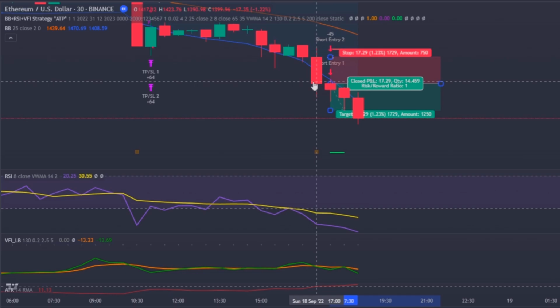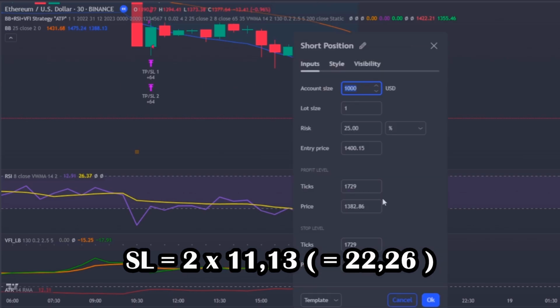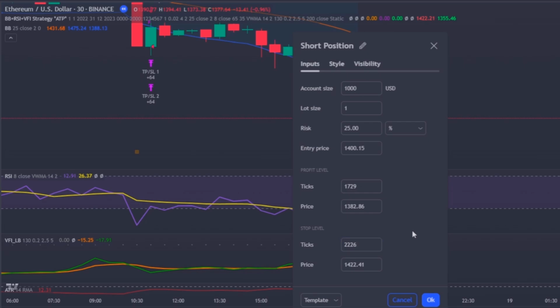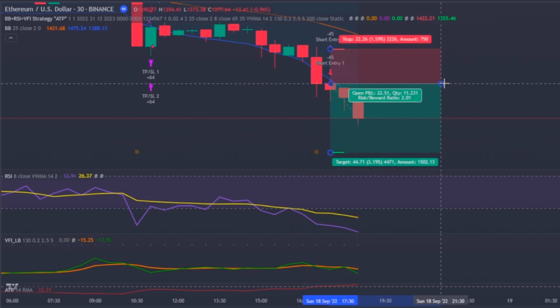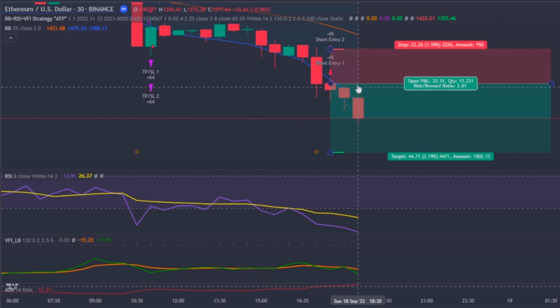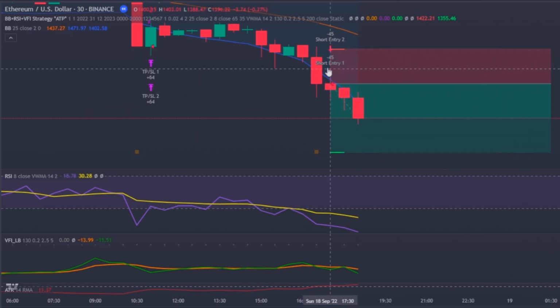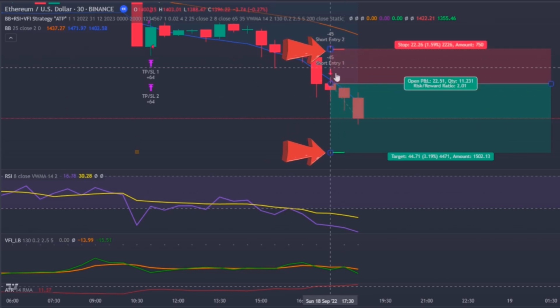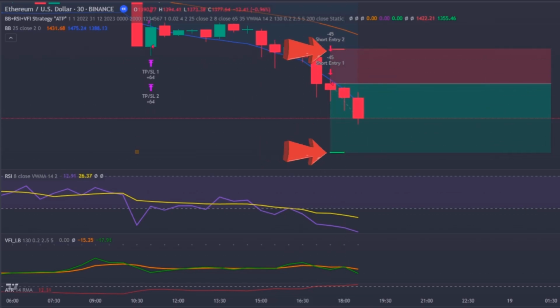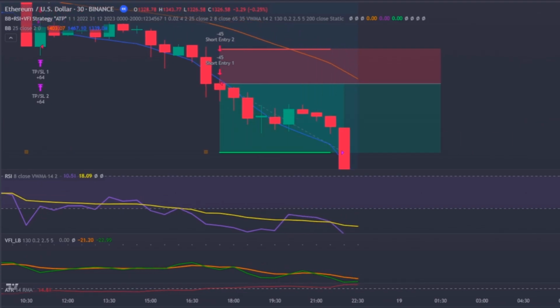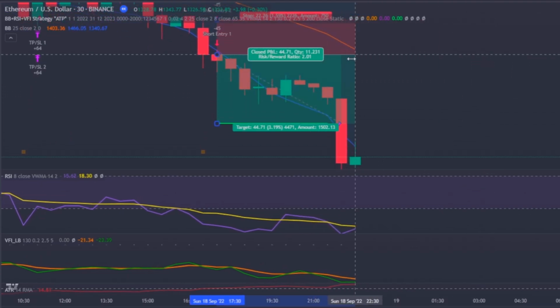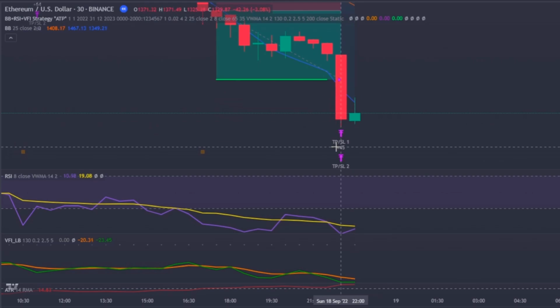The stop loss value is 2 times 1113, which is 22.26, and the take profit is at the 1 to 2 risk to reward zone, so at this level. So we can see that my bot entered the position and placed the stop loss and take profit values again perfectly. Now let's fast forward to see what will happen. As you can see, the take profit was easily hit here and the bot closed the trade.